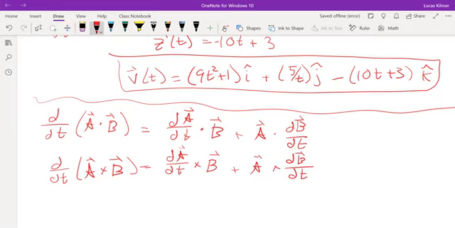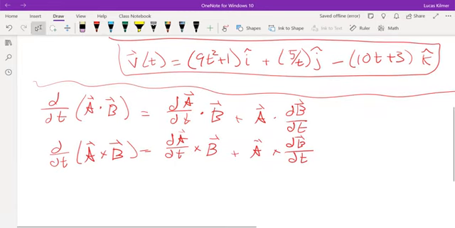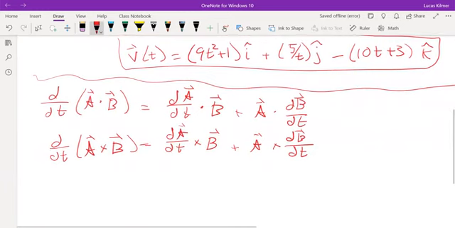Remember, when we're doing dots and crosses, the order does matter, especially with the cross product. So make sure you're not doing these derivatives in separate orders or crossing in separate orders, because you will get different cross products when you're looking at those kinds of vectors. So that's a little bit of looking at differentiation, pretty straightforward. Now we're going to move on.